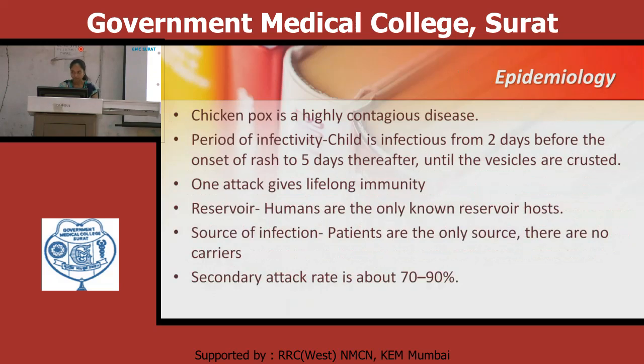Epidemiology. Chickenpox is a highly contagious disease. Period of infectivity: child is infectious from 2 days before the onset of rash to 5 days after, until the vesicles are crusted. One attack gives lifelong immunity. Reservoir: humans are the only reservoir host. Sources of infection: patients are the only source. No carrier. Secondary attack rate is 70 to 90%.